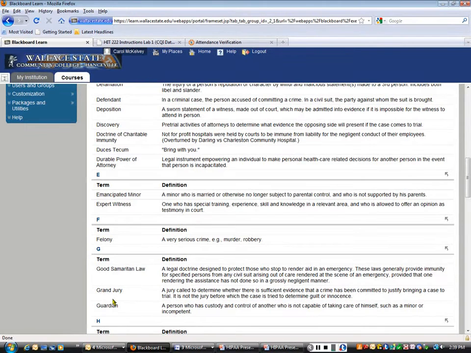A grand jury. A grand jury is a jury called to determine whether there is sufficient evidence that a crime has been committed in order to justify bringing a case to trial. It's not the jury before which the case is tried to determine guilt or innocence.